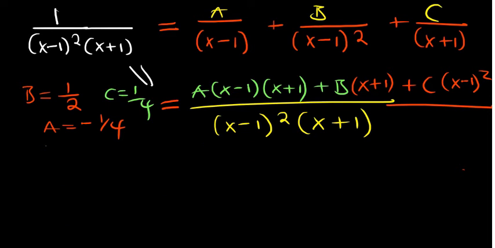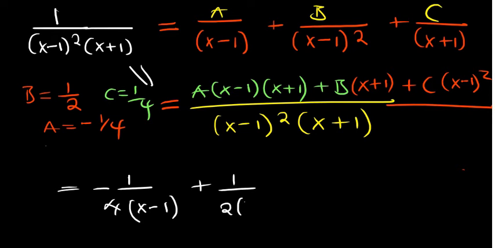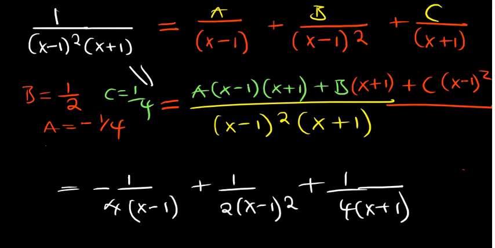So therefore the partial fractions becomes, for a we have negative 1 over 4, so x minus 1, plus our b is 1 over 2, so x minus 1 squared, and then for our c 1 over 4. So this is what we have as our partial fractions.